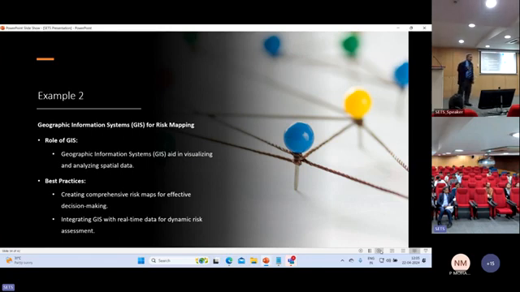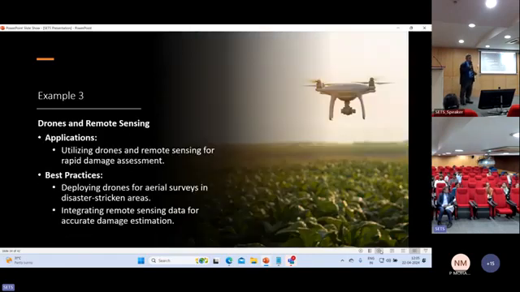Now, the other interesting aspect is geographic information for risk mapping. The role of GIS is very important in visualizing and analyzing spatial data. That's what I was talking to the director here about: an automated visualization system and the virtual framework. So how do you create a risk map for effective decision making? Because the threat is taking place and you're able to see visually what kind of decisions you can make using AI. So integrating the GIS with real-time data for dynamic risk assessment is also very important.